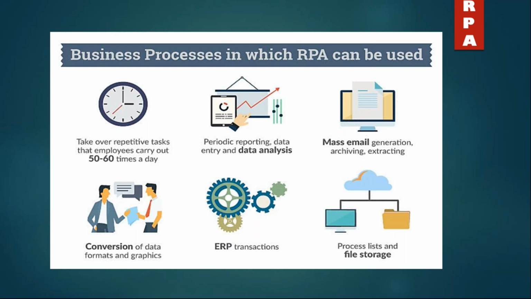And we have process list and file storage. We can create files, create folders, zip the files, and then unzip the files. So whatever we are executing manually without human decision making, that kind of process we can automate. So are you clear about these points?